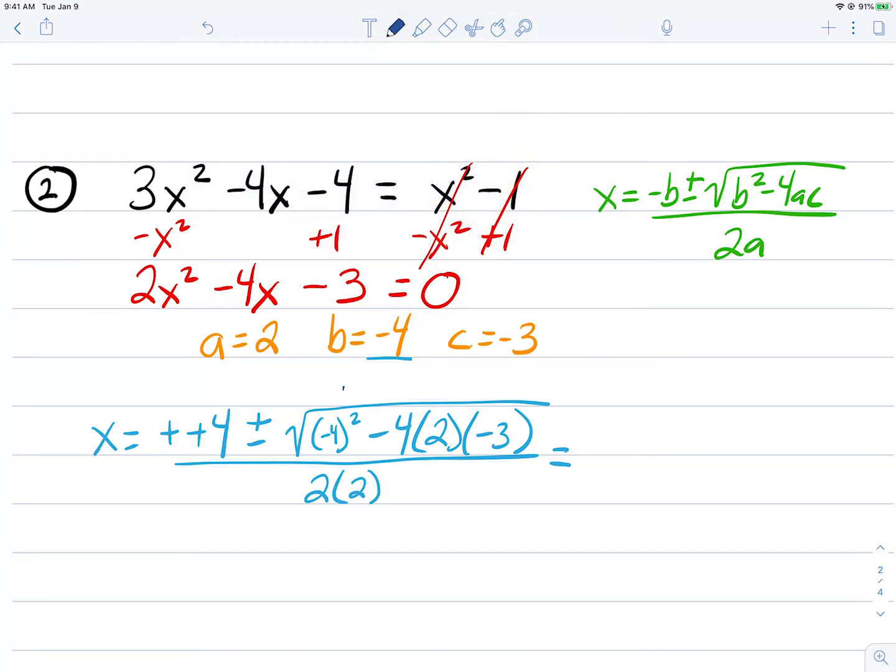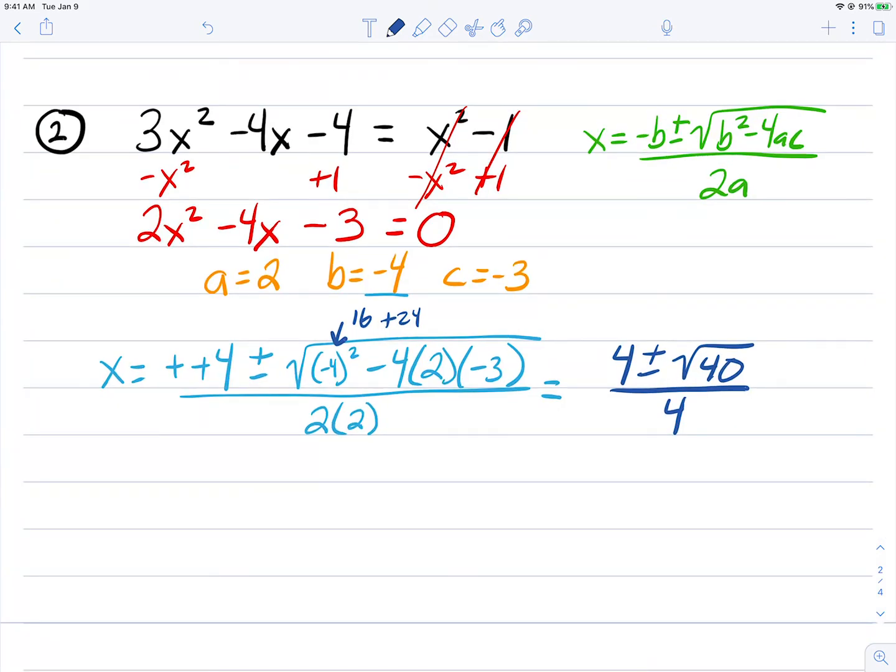So let's do some simplifying here. So I have negative 4 squared. So negative 4 times negative 4 is 16. And then I have negative 4 times 2, which is negative 8, times negative 3, which is a positive 24. Then, if I write this as 4 plus or minus the square root of 40 over 2 times 2 is 4. I don't know the square root of 40. It's a decimal. It's not a whole number.